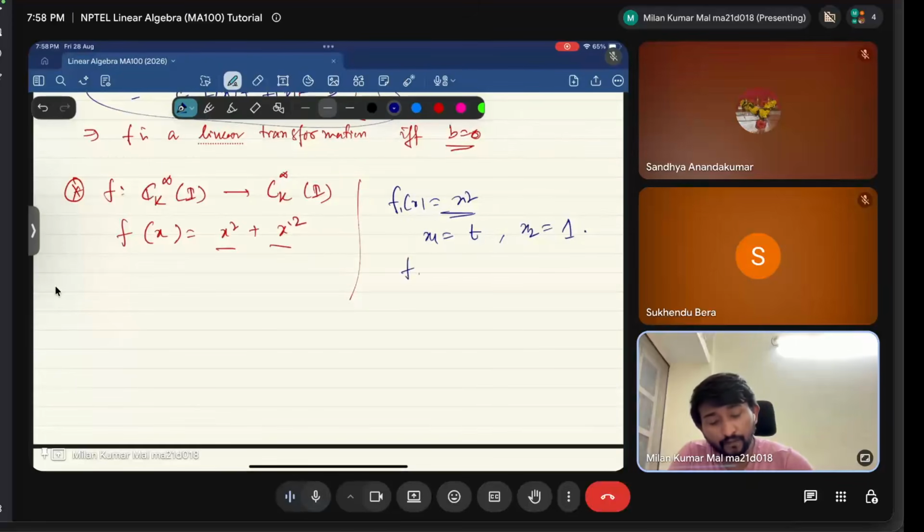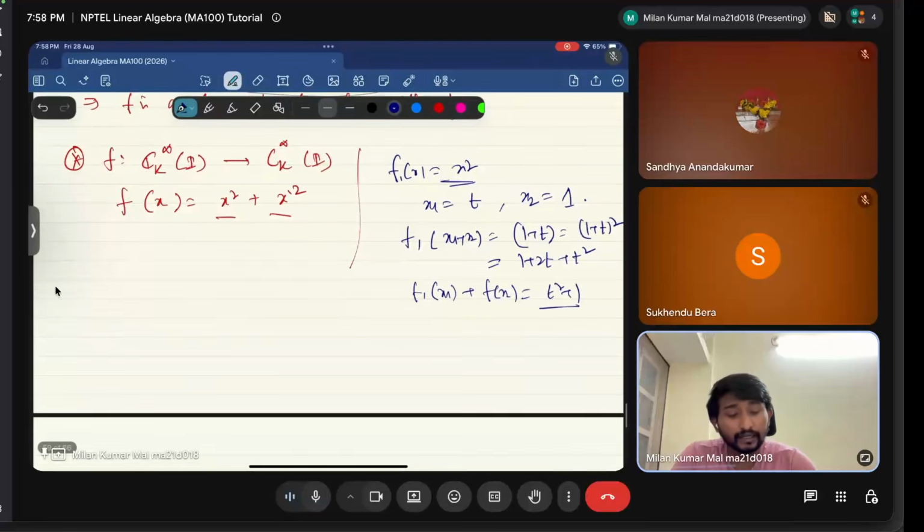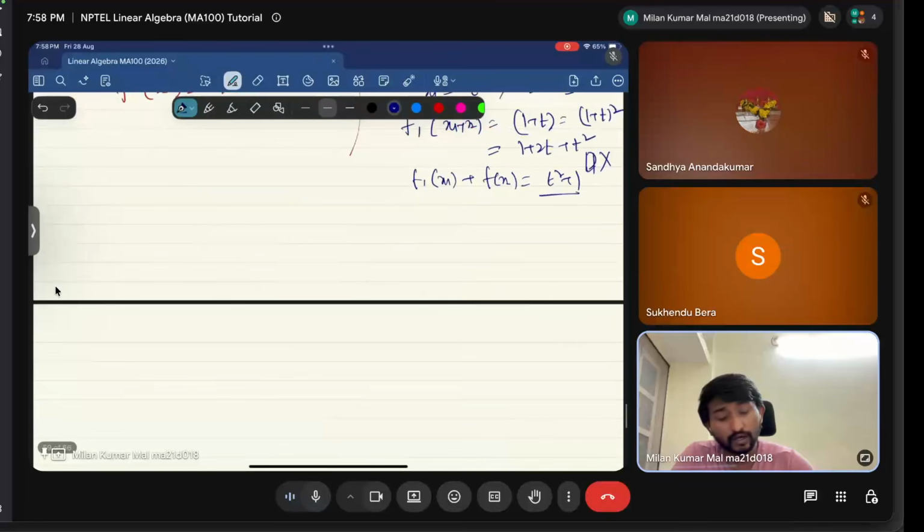Then f1 of x1 plus x2 is 1 plus t squared, which equals 1 plus 2t plus t square. But f1 of x1 plus f1 of x2 has to be t square plus 1. So these two are of course not equal. That means this function individually is not a linear transformation.